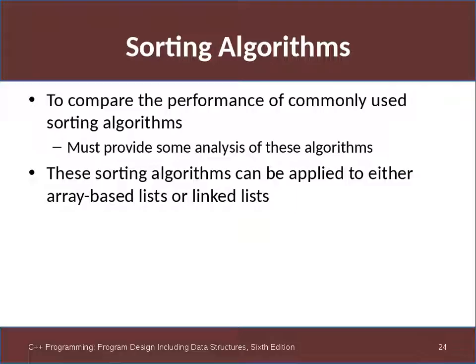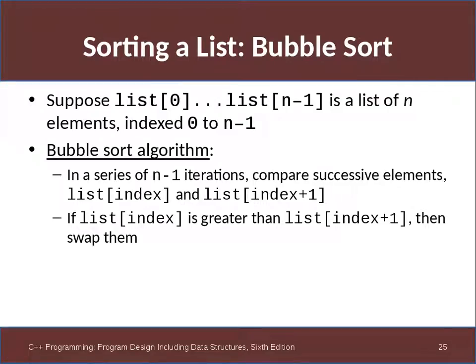So, compare the performance of commonly used sorting algorithms. And we're going to use array-based right now. We're going to stick with the basics. The good old bubble sort. Suppose you have a list of items indexed from 0 to n minus 1. It's a series of iterations. Compare successive elements, list of index and index plus 1. If the first one is greater than the other one, then swap them.